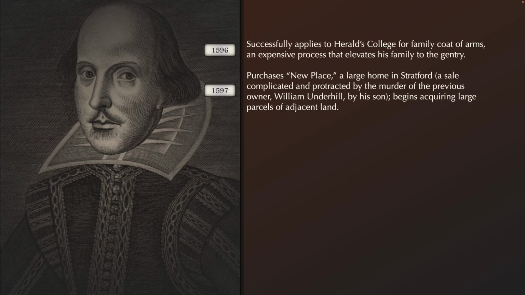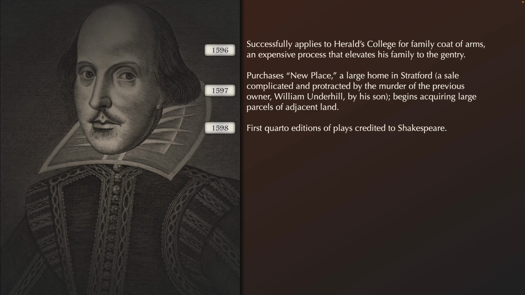And once he bought this house, this began a period of many years going into the early 17th century when Shakespeare was buying up large parcels of adjacent land, building a rather large estate well into the 17th century.